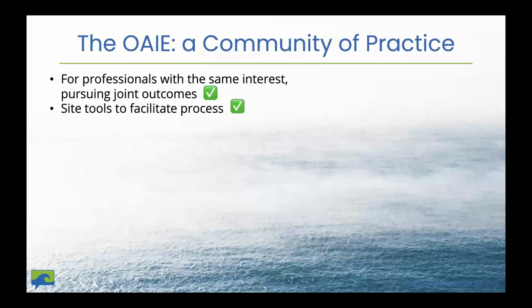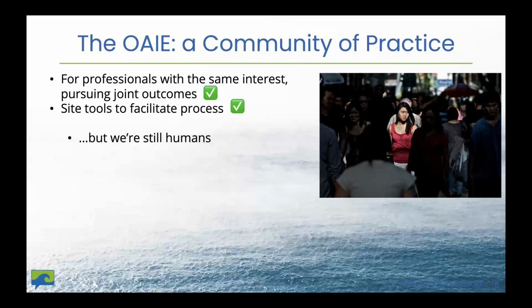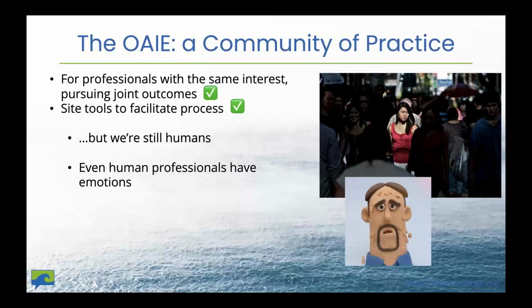So this must sound like we have everything that we need to make the OAIE a success. It's all in place in theory, but we're missing one big thing that we need to take into consideration. And this is the last thing I'll say about psychology before we actually move on to the site itself. The site and tools are used by people, and humans have emotions, which is fine, which is great. It's something that we need.